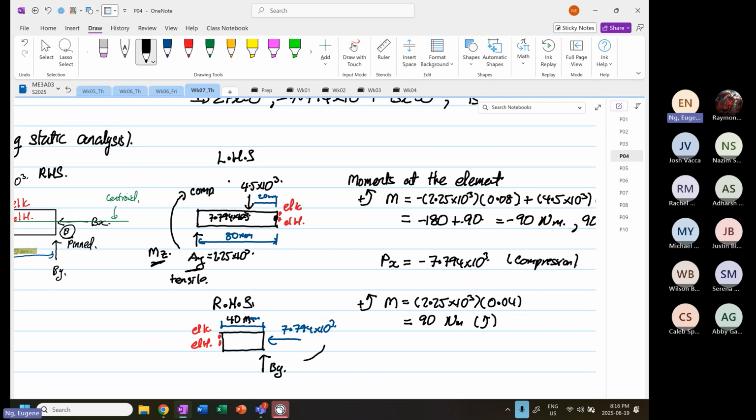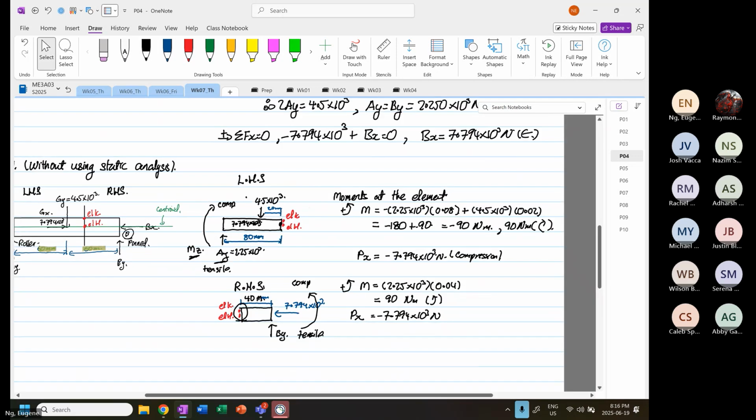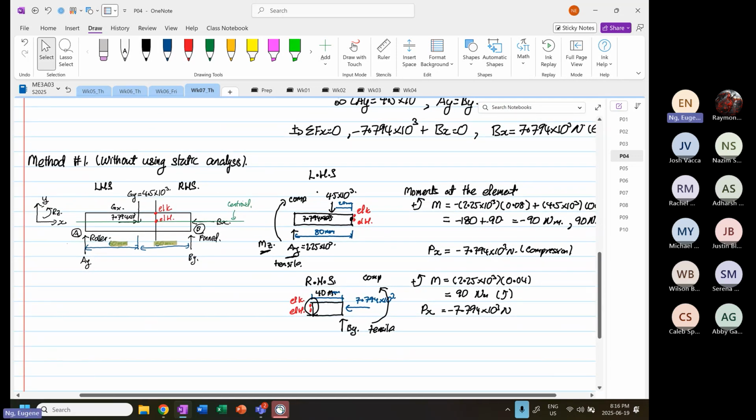This will be equal to 90 Newton meter, and it's going positive in this way. So over here, this is the direction. This is compression. This is tensile. And then we have our Px, because it's pushing into the elements, is also equal to minus 7.794 times 10 to the power 3 Newton. So whether you use the left-hand side or right-hand side, your answer will always be the same.